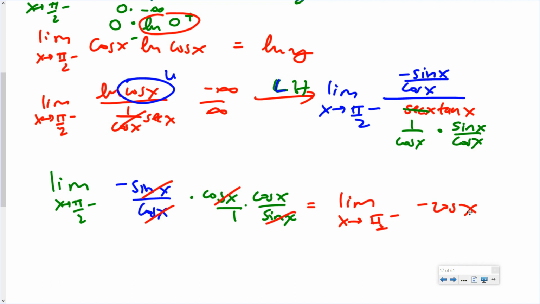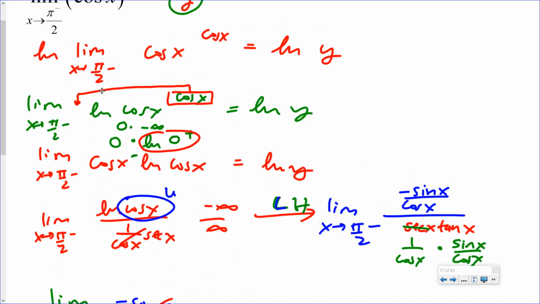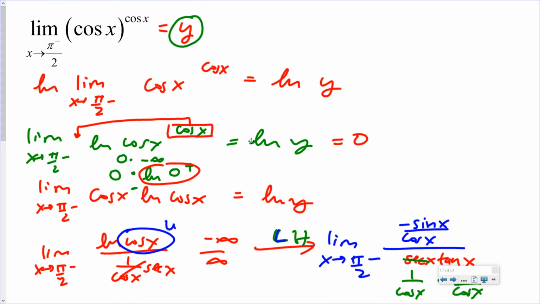And when I plug in pi over 2 here, what do I get? 0, right? So the answer is negative 0, which is really just 0. Is 0 my answer? No, it's not my answer. 0 is the answer to this left side, okay? But this left side is equal to ln of y, okay? And remember, we made a deal. If you could find y, then you found the answer. So if ln of y is equal to 0, what's y going to be equal to? 1. You guys good with that? You just e both sides. You get e to the 0, and that's 1.